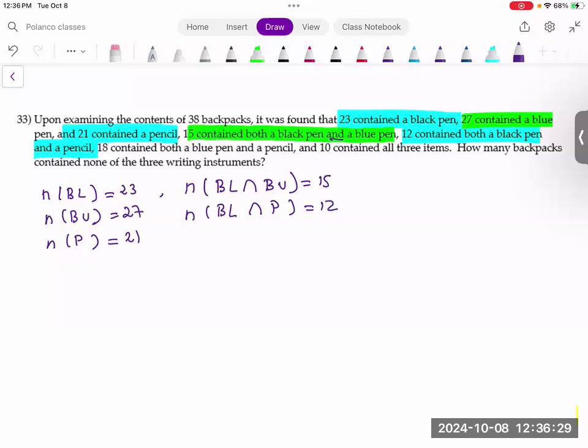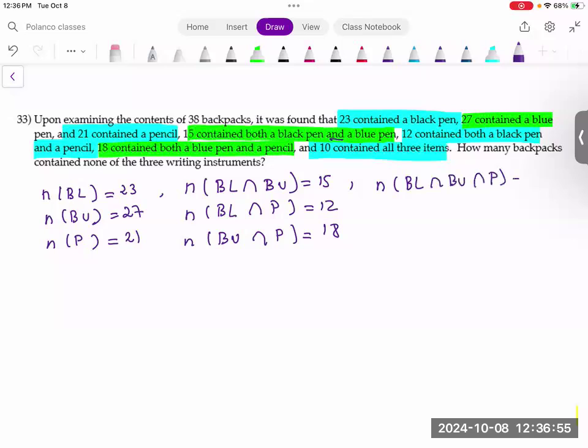The following sentence, 18 contain blue pen and pencil. So the number of blue and pencils is going to be 18. All right, so there is one more sentence, I guess. 10 contain 3 items. So the 3 items, that's the number of black pen and blue and pencils. That's gonna be 10. Yes?